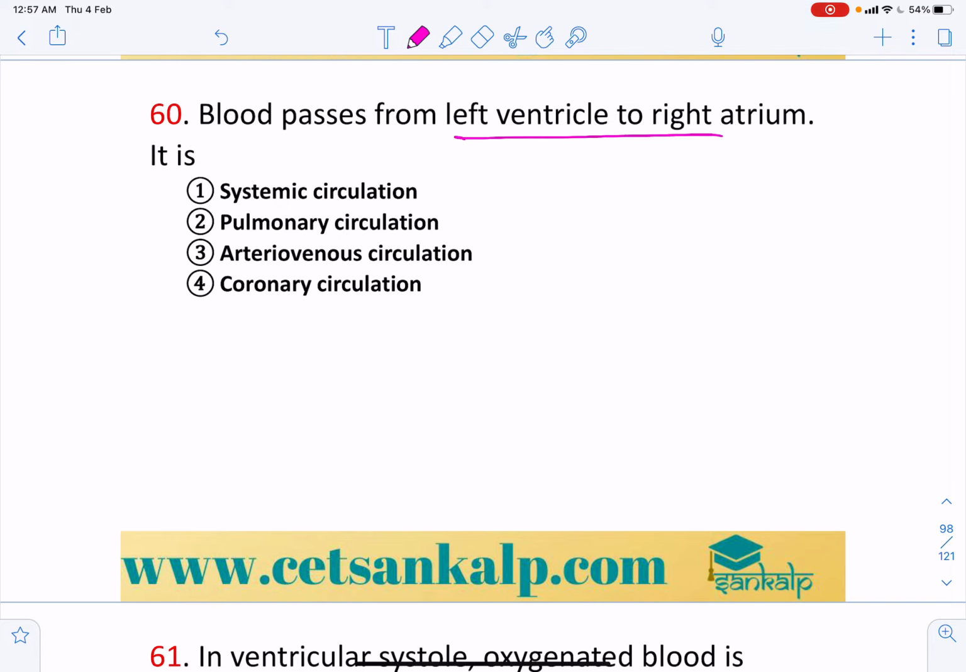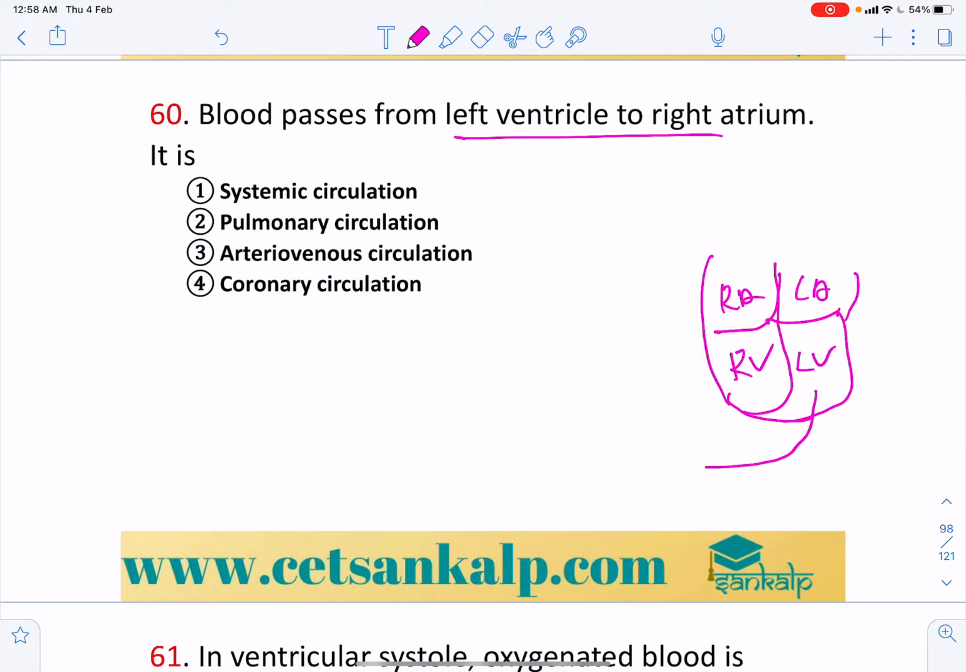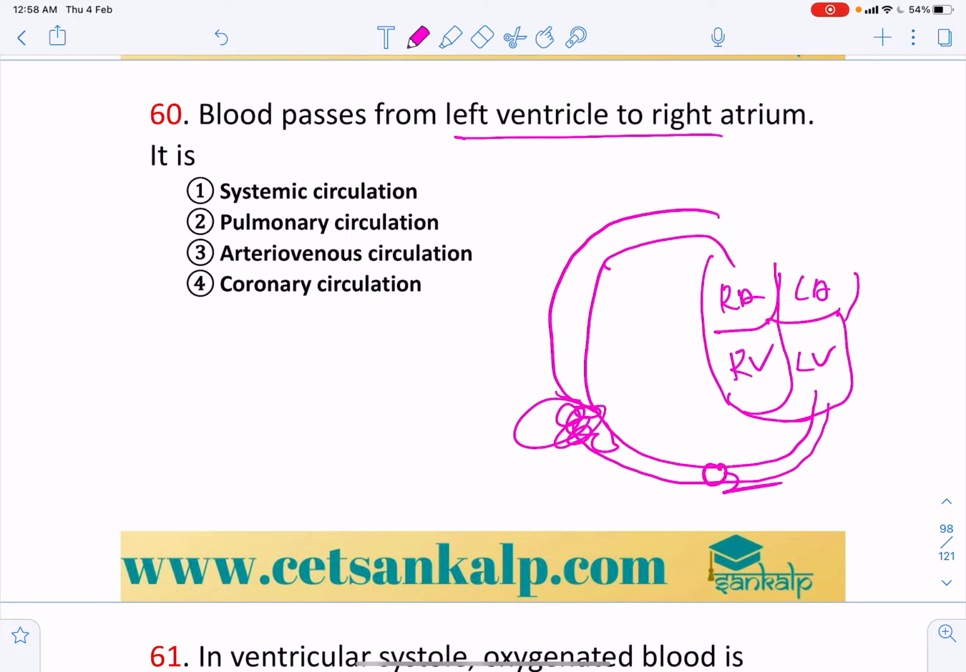So what is that exactly? Blood passes from the left ventricle. Keep in mind the four chambers: right auricle, right ventricle, left auricle, left ventricle. Here they are mentioning the left ventricle to the right atrium. All the body parts receive the oxygenated blood, and from there the deoxygenated blood reaches the right auricle.